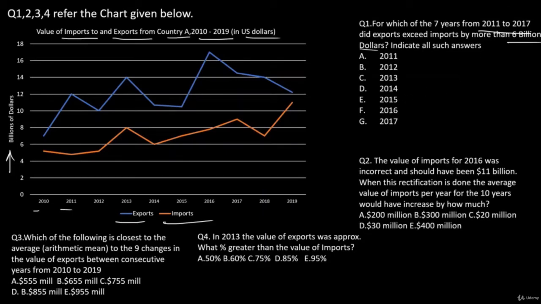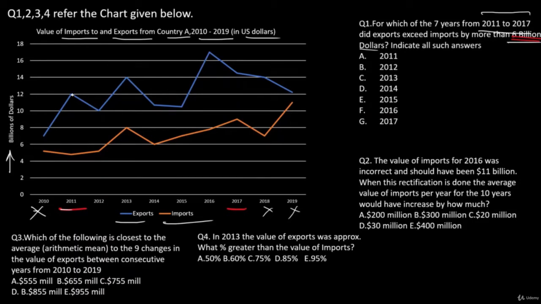Alright, now the gap between export and import has to be more than 6 billion, right? Now over here you can see that the trend is that exports are always greater than imports. Alright, so the gap between these two should be more than 6 billion. Now let's try one by one. Now remember, we don't need to check 2010 and 2018 and 2019 because the question only covers the period from 2011 to 2017. Alright, now what about 2011? Now over here you have exports at this point and imports at this point, right?